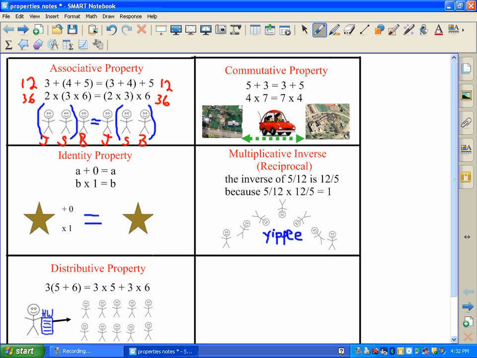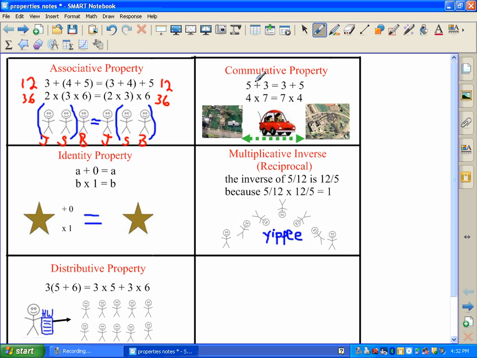The second one was the commutative property. And we said that the word commute means you can go back and forth, and it'll be the same. Like if I commute to and from work, as long as I take the same route, it's going to take me the same amount of time, and I'm going to be driving the same number of miles to and from. And that's what the commutative property says. The order doesn't matter. I can go back and forth. I'll get the same answer.